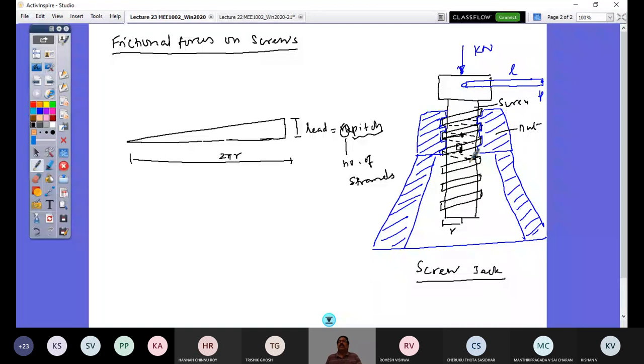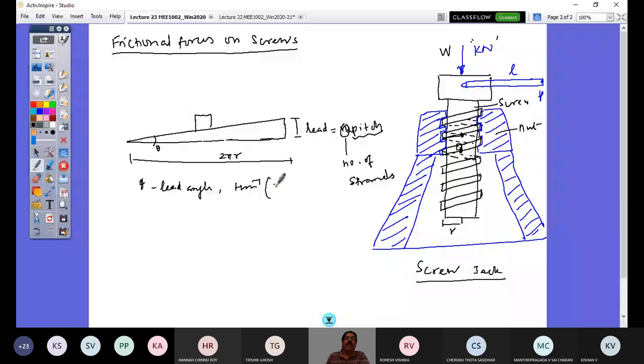But in today's context, I have chosen this problem so that you see now there is rising of this load, some W kilonewton load here. It is nothing but a block on a slope of angle theta, where this theta is called lead angle, given by tan inverse of lead by 2 pi r of this thread. So I will get this angle.